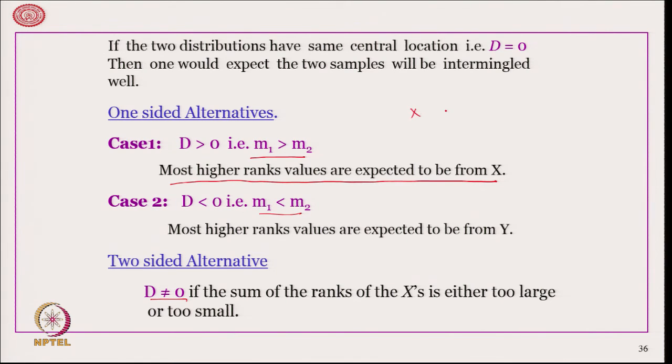So, suppose this is the combined population and m 1 is bigger than m 2, then we would expect that the higher values in the combined population are coming from x. So, we could expect the median is on this side, but if these are the only values that are coming from y, we would expect the median is going to be somewhere here. So, that is the intuition that works behind choosing the criteria.